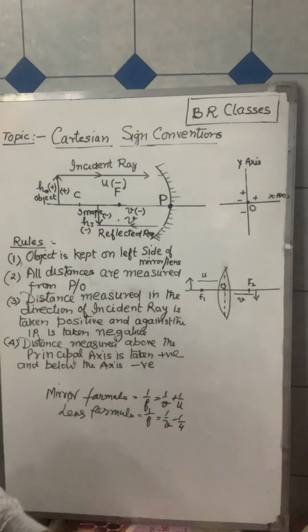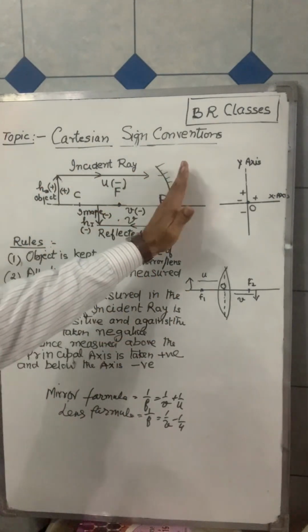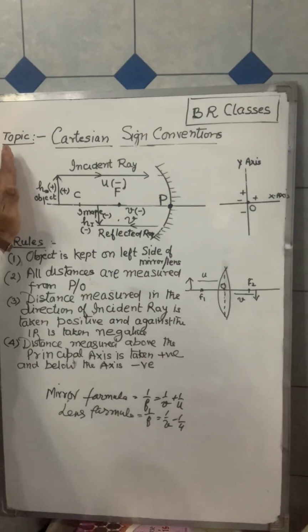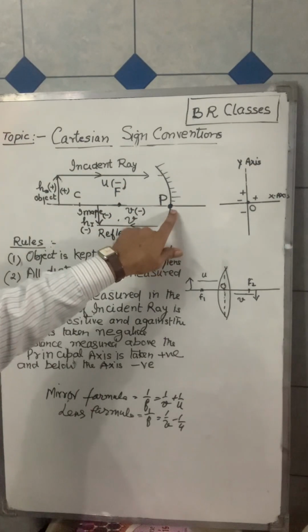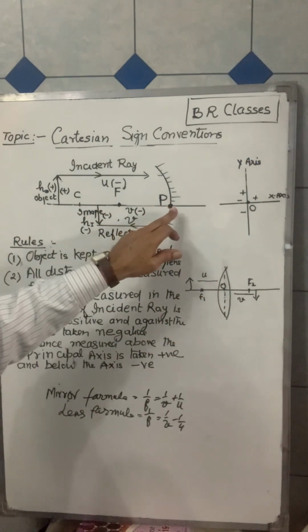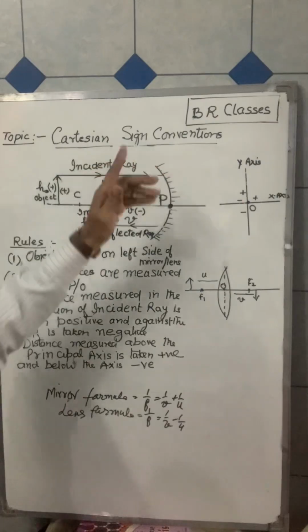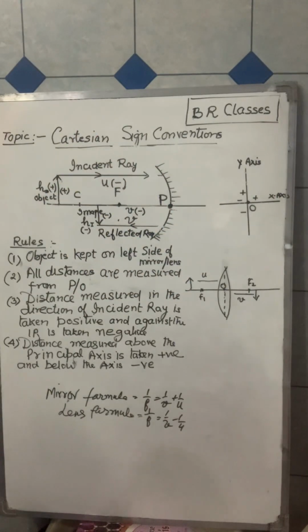Whenever we attempt any numerical in the light chapter, we always take U negative because the object is on the left side according to the first rule, and secondly we measure all the distances from the pole or optical center. So the distance is measured against the direction of the incident ray, so it is always taken as negative.